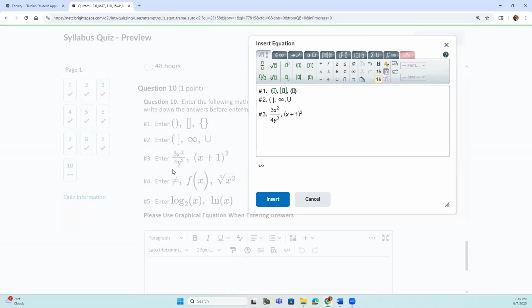Number 4. This one right here is called not equal to. Go to the second tab on the top row. This box with a slash over it is not equal, and put the equal sign inside of it. If I type, comma, space, letter F, open close parenthesis. Let's go back to the first tab. Letter x, f of x.